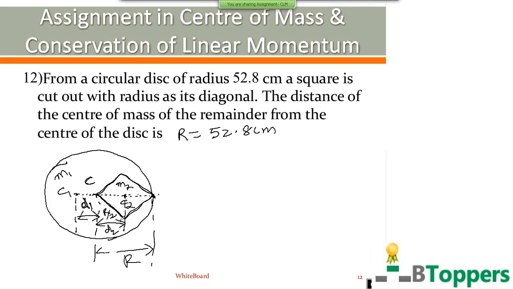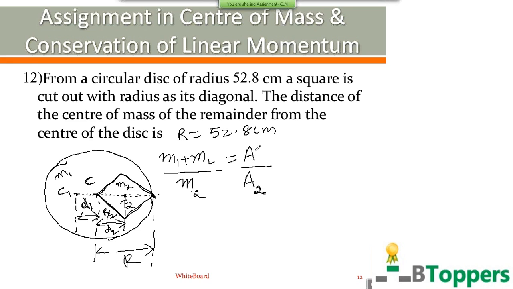For the system of two bodies of mass M1 and M2, you can write D1 by D2 equals M2 by M1. So I have to find the ratio of M2 by M1. The total mass M1 plus M2 is the mass of the original disk, divided by the mass of the square piece which is cut out. That is equal to the ratio of the area of the original circular disk divided by the area of the square piece which is cut out from the original circular disk.